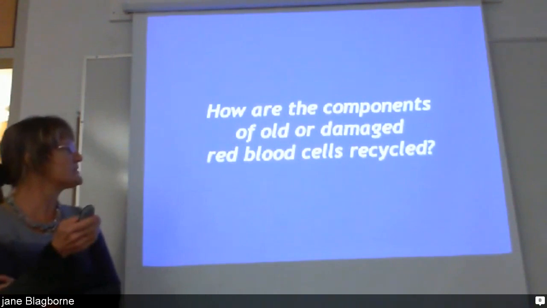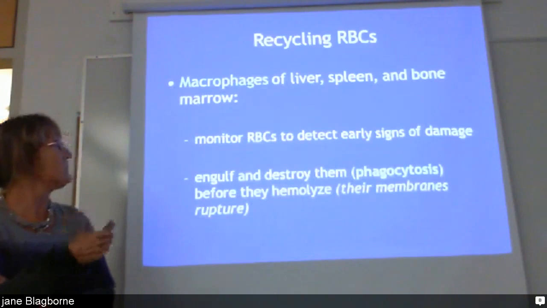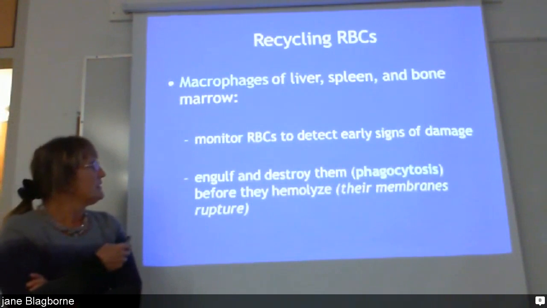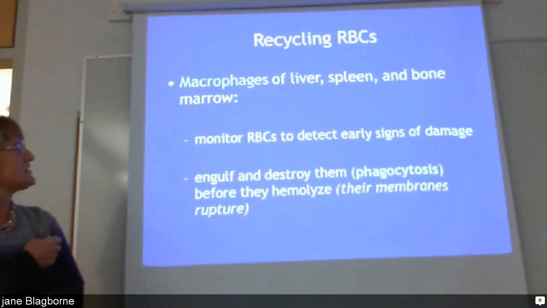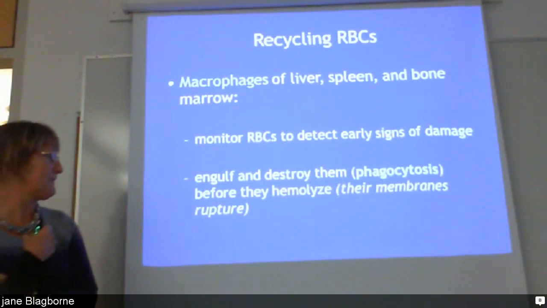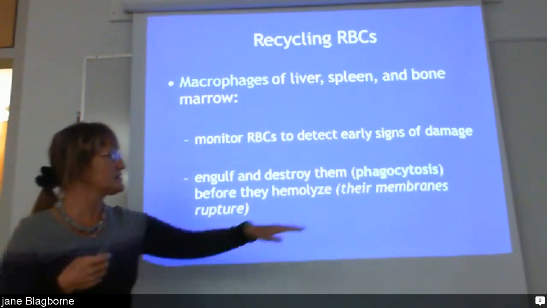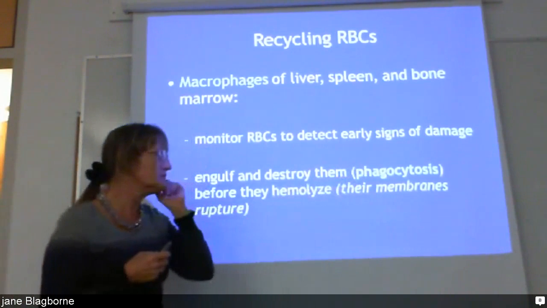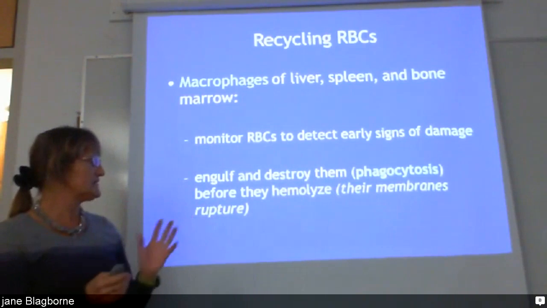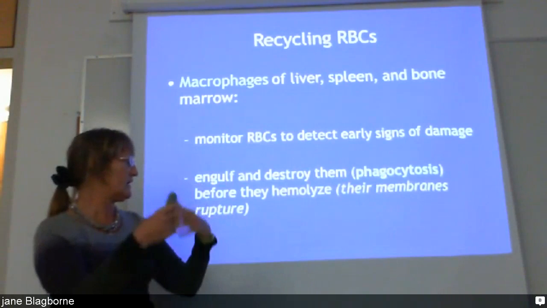Just talk about how the components of old or damaged red blood cells have been cycled. So macrophages of the liver, spleen, and bone marrow monitor red blood cells to detect early signs of damage. Then they destroy them. So phagocytosis is a word you'll see again in your nursing studies, which means they just wrap themselves around the old damaged cell and they actually dissolve them.